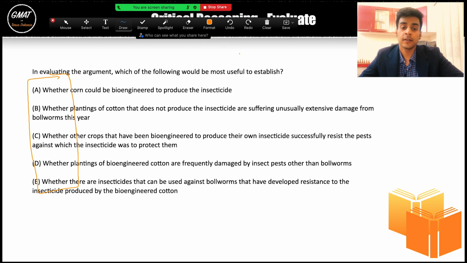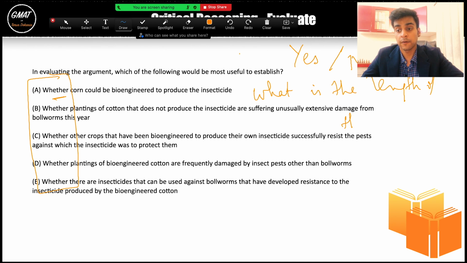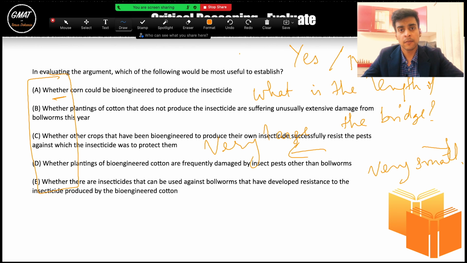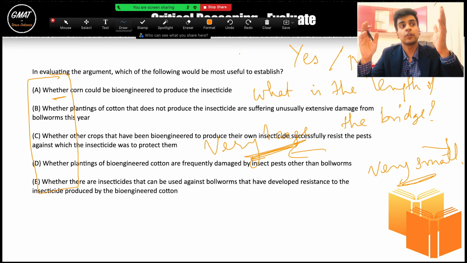Let's say I have a question that starts with whether. There are only two possible answers, right? Yes or no. But if I have a question, let's say, what is the length of the bridge to be constructed? Then this could have a very wide range of answers. I want to pick two extremes: a very large bridge and a very small bridge. And I want to see how the argument fares at each of these extremes. That's how an evaluate question works. The extreme answers have extremely different effects on the argument. That's how you evaluate an argument.